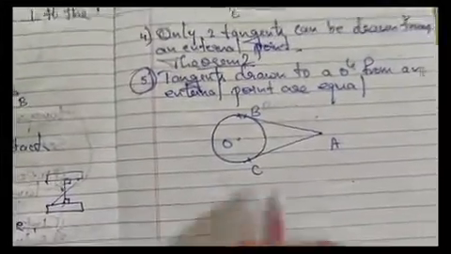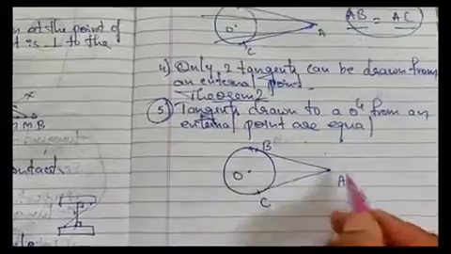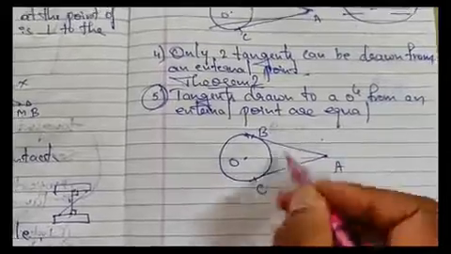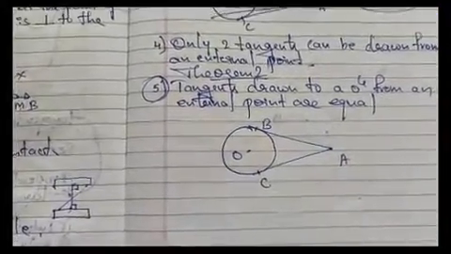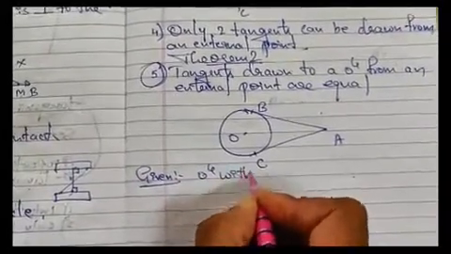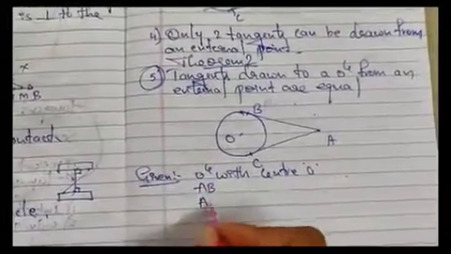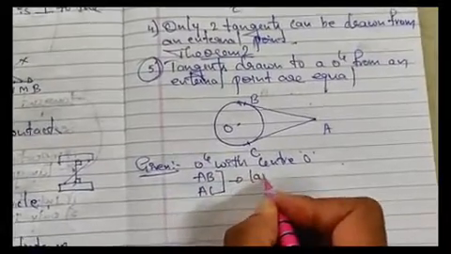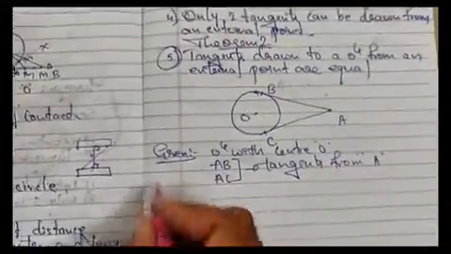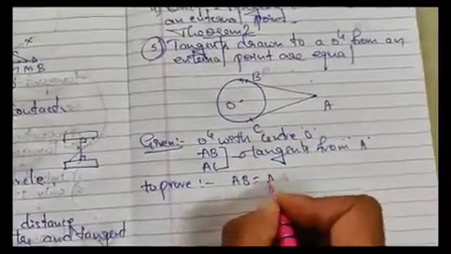Here is the diagram where a circle with center O, A is an external point, AB is the tangent, AC is the tangent drawn from the same point A. So how are they to each other? That is what we are going to prove in this theorem. So given, a circle with center O, AB and AC are tangents from point A. To prove, we will prove that AB is equal to AC.